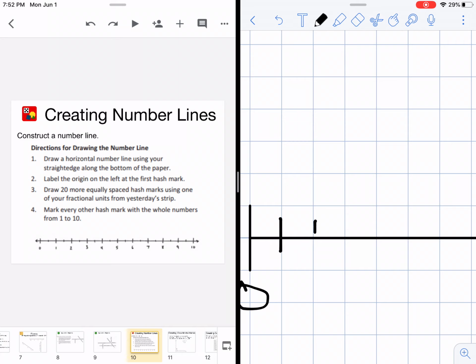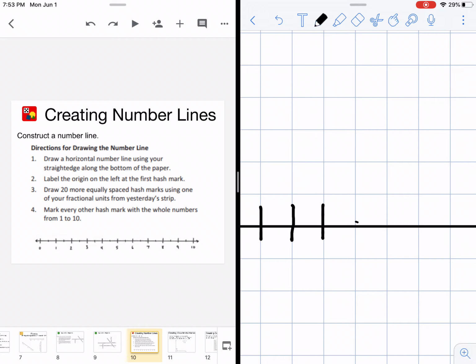1, 2, 3, 4, 5, 6, 7, 8, 9, and 10. Whoops.